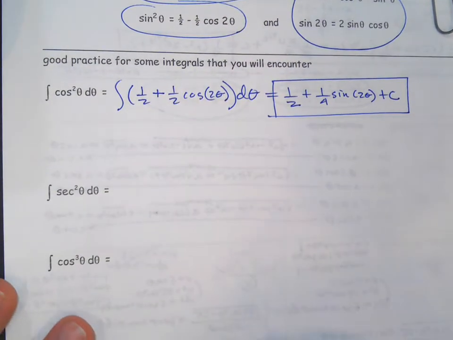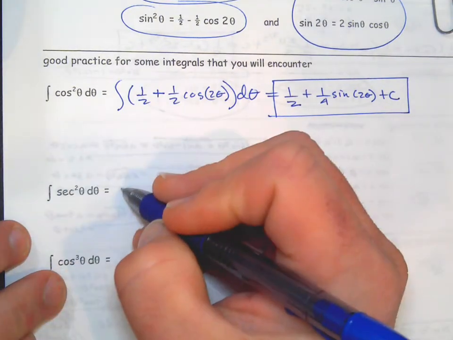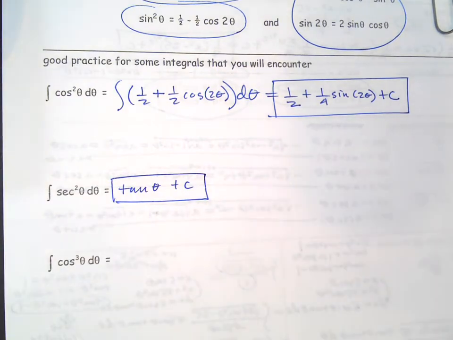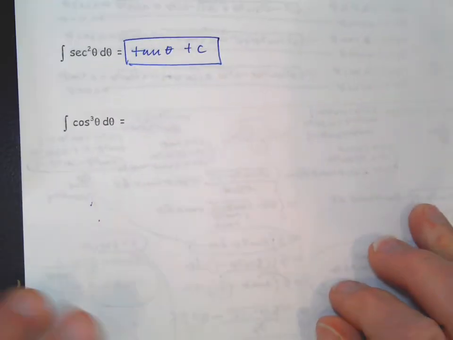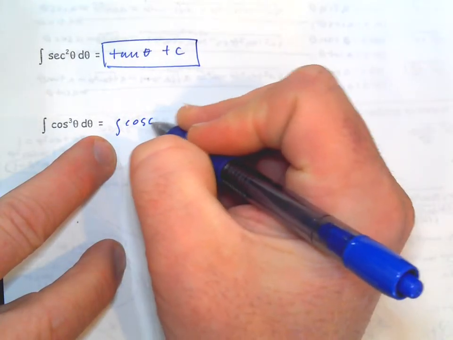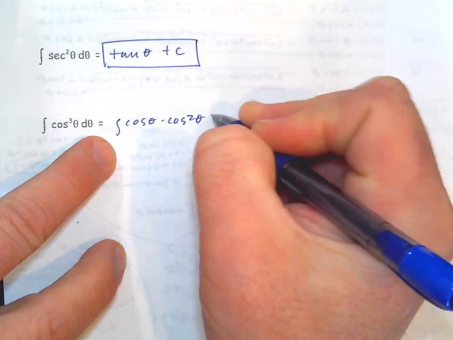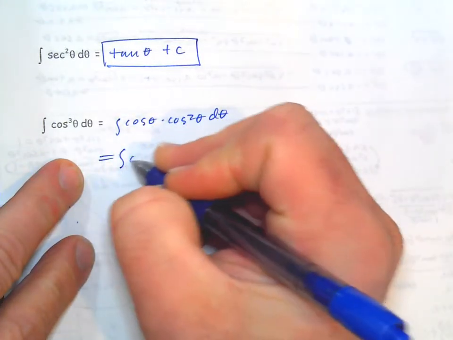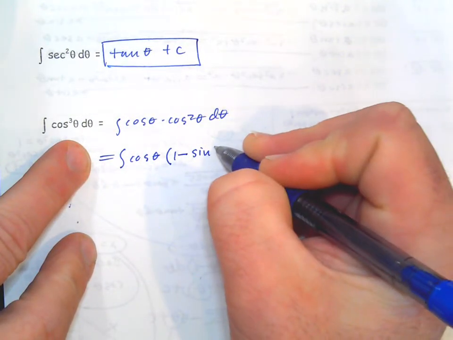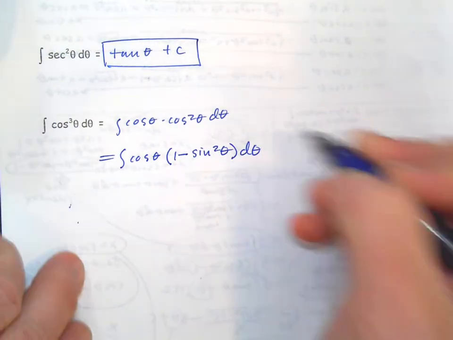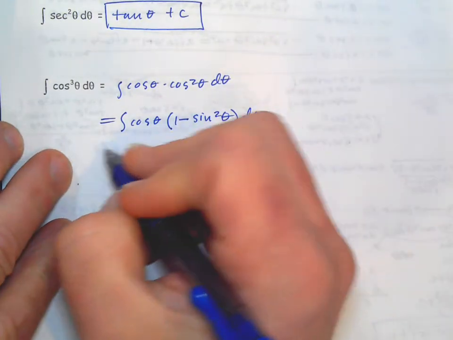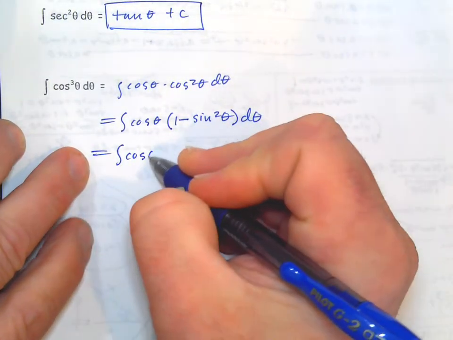Secant squared, well, that one we've memorized. That's just tangent theta. So it is possible you might just get one of your derivatives. Cosine cubed: something to consider is to rewrite it as cosine theta times cosine squared theta. Then you could use the Pythagorean identity, replacing cosine squared with 1 minus sine squared, which might seem backwards. Usually we want to get it all in terms of one variable, but you can't integrate cosine cubed. But if we do this, we can integrate the cosine on its own.